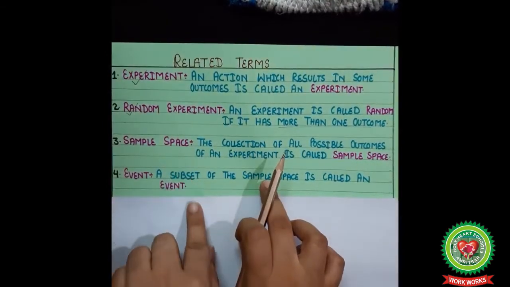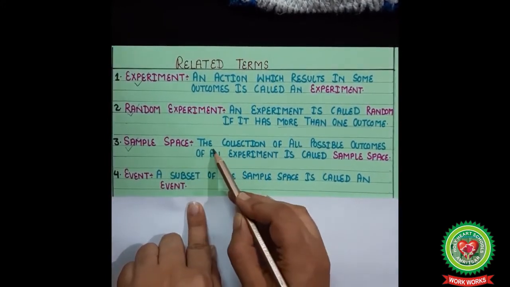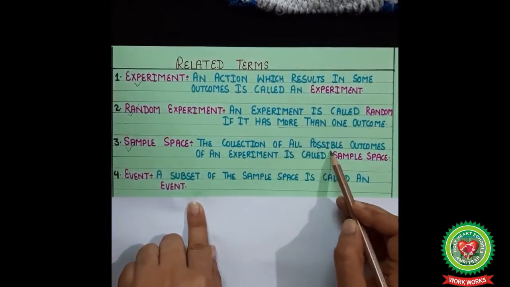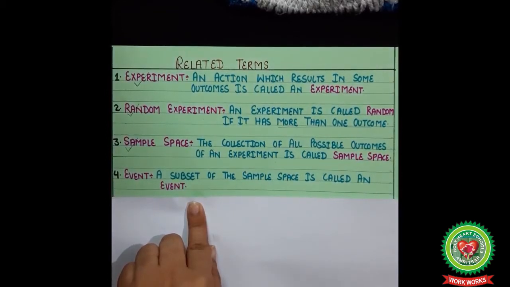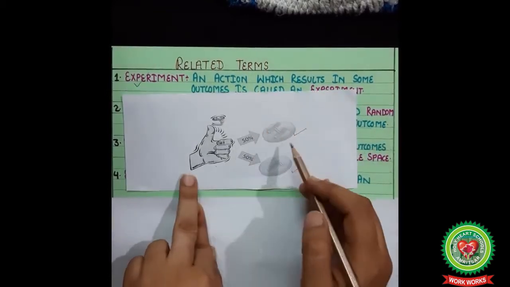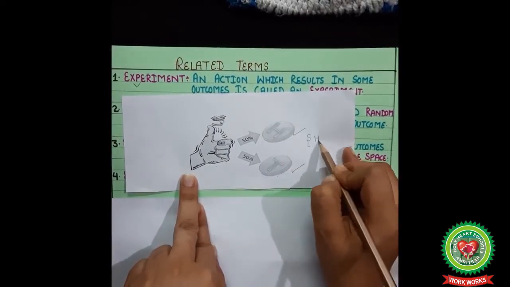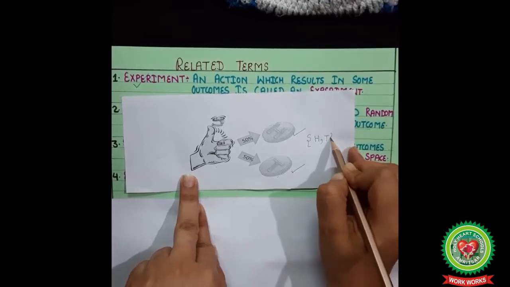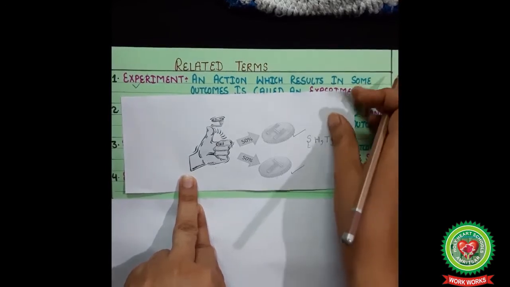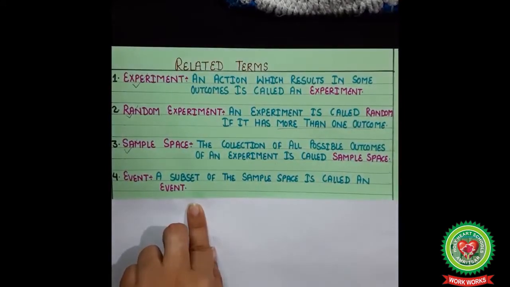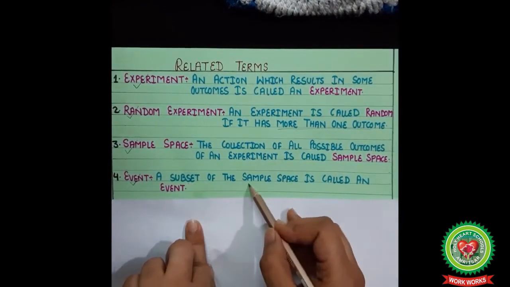Now the next term is sample space. What is sample space? It is a collection of all possible outcomes of an experiment. Students, let's consider this case only. In this case, what will be the sample space? Sample space will be head, comma, tail, enclosed in curly brackets and separated by commas. Next term is event. What is an event? It is a subset of the sample space.